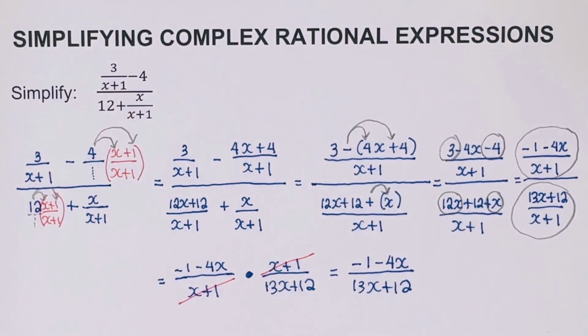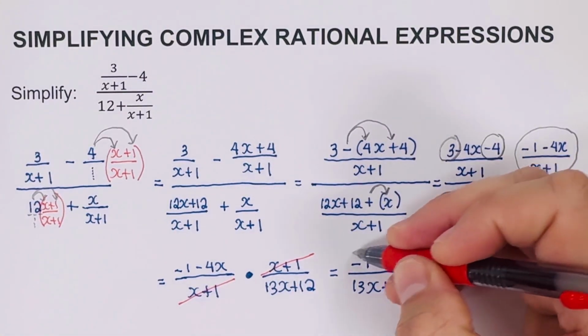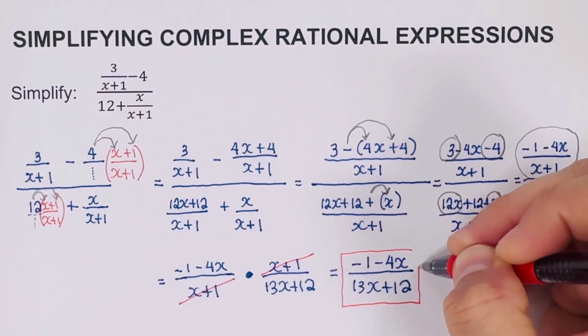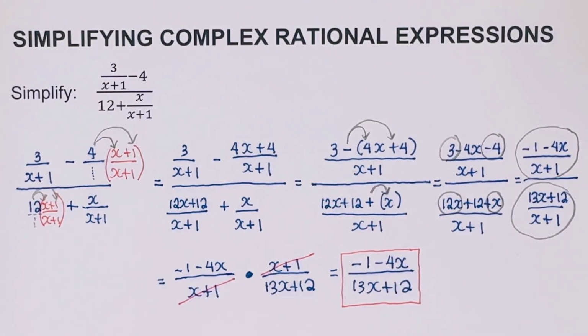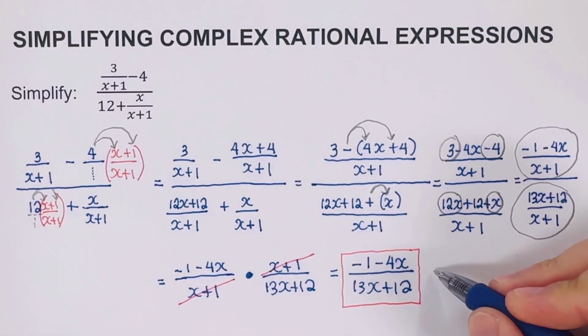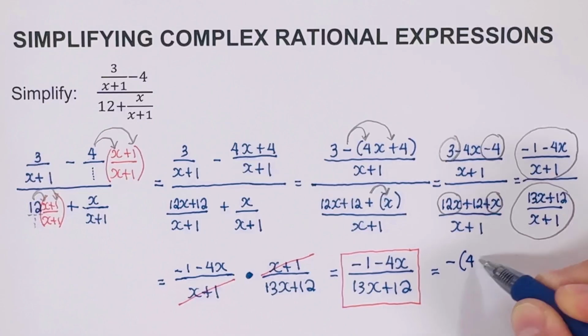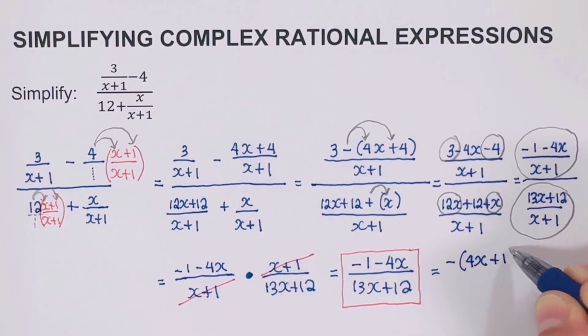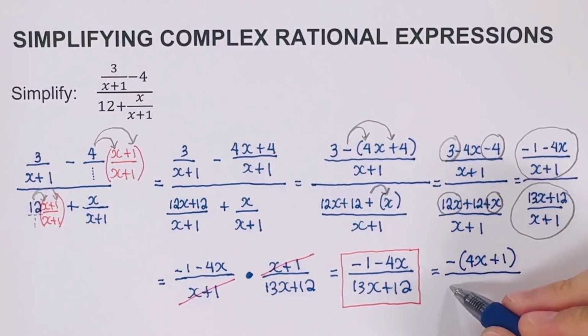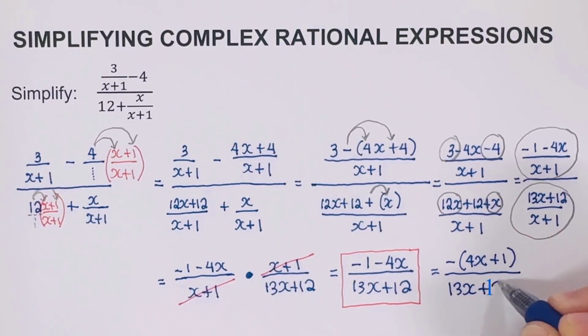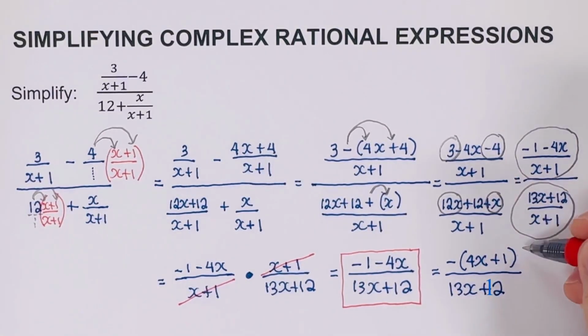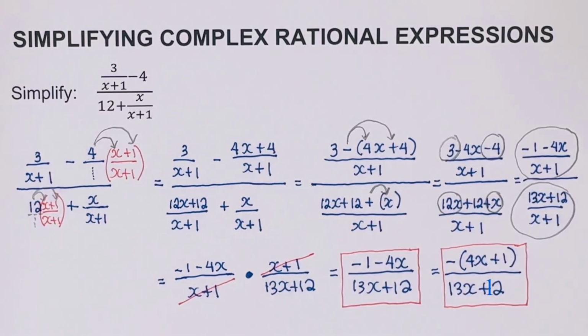You can take this as the final answer, or we can go ahead and simplify this further so that we don't get a negative. So this can also be expressed as take the negative out, and then that would be 4x plus 1, and that is over 13x plus 12. So this could be the other answer to this.